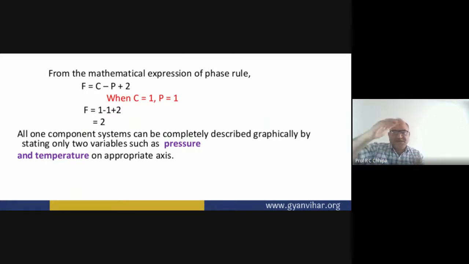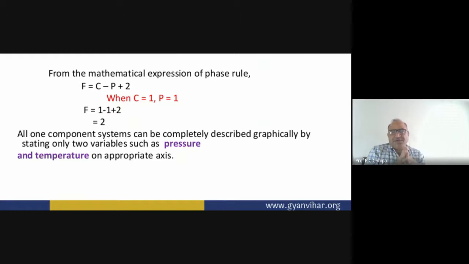Concentration, for example, glucose. 5 gram glucose is present in 100 ml of glucose solution. So here two things are there: one is the glucose and that is present in the water. So 5%, that is the concentration. So the degrees of freedom are the temperature, the pressure as well as the concentration.